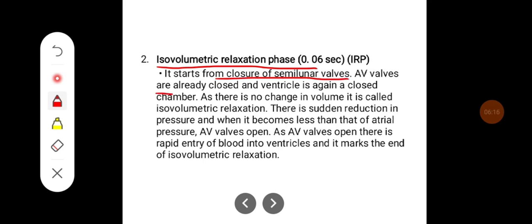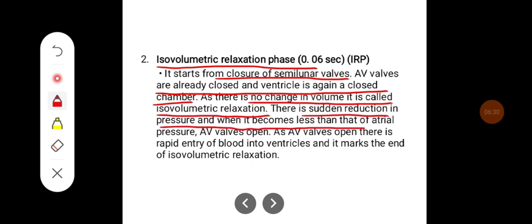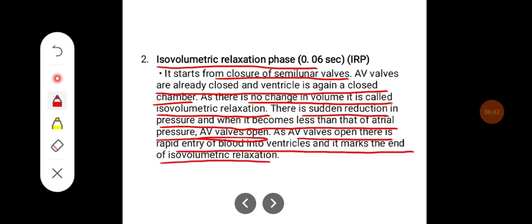AV valves are already closed, and the ventricle is again a closed chamber. As there is no change in volume, it is called isovolumetric relaxation. There is a sudden reduction in pressure, and when it becomes less than the atrial pressure, AV valves open. As AV valves open, there is a rapid entry of blood into the ventricles. It marks the end of isovolumetric relaxation.